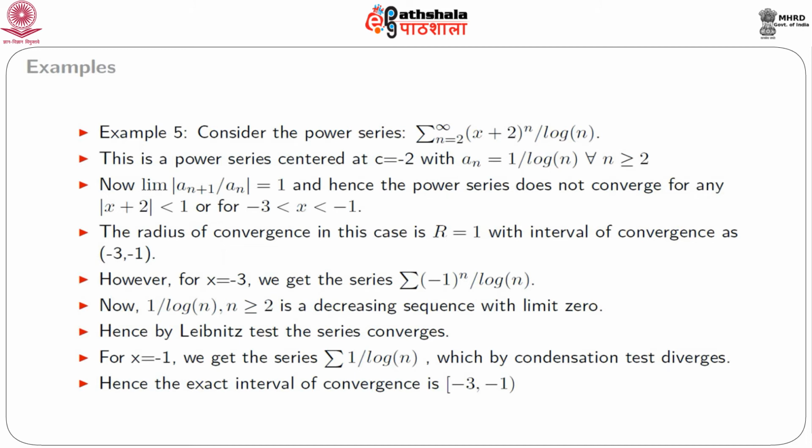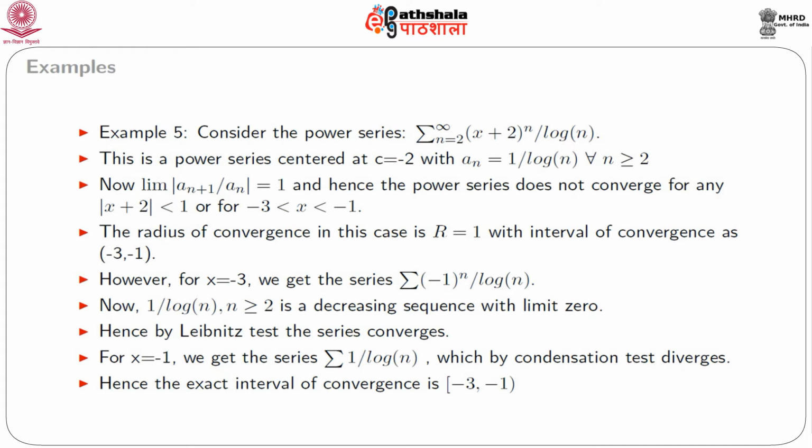Consider our next example, which is again a power series, summation n from 1 to infinity (x plus 2) whole to the power n divided by log n. So this is a power series centered at c equal to -2 with a n as 1 by log n. Now absolute value of a n plus 1 divided by a n has a limiting value 1, and hence the power series converges for any x such that absolute value of x plus 2 is less than 1, or for -3 less than x less than -1.